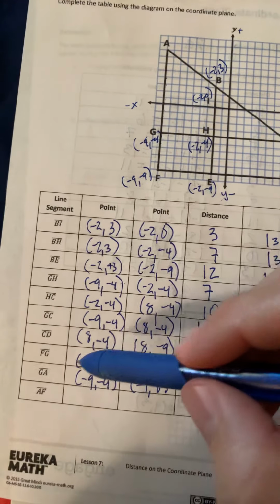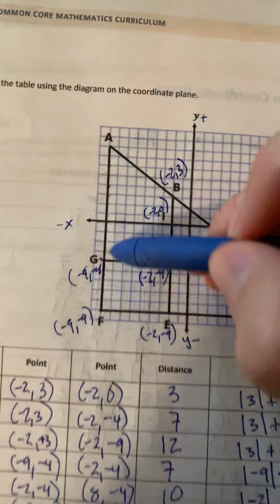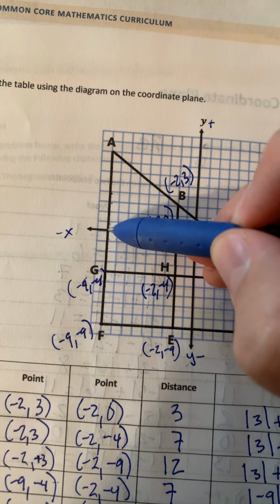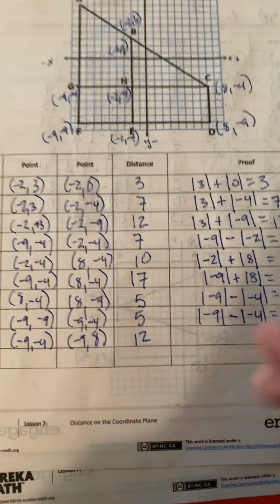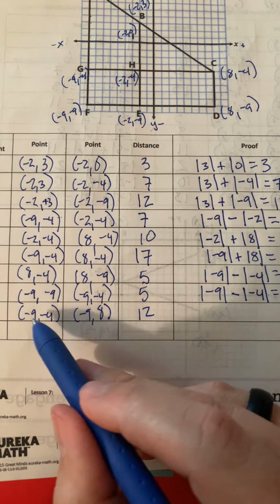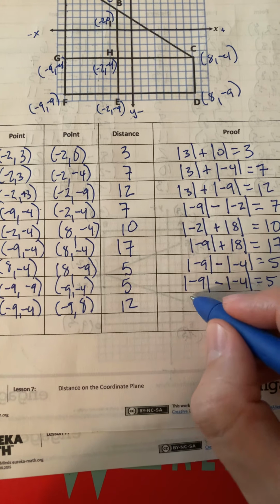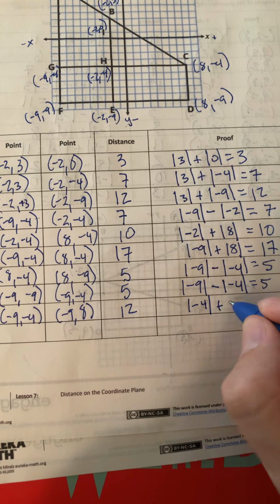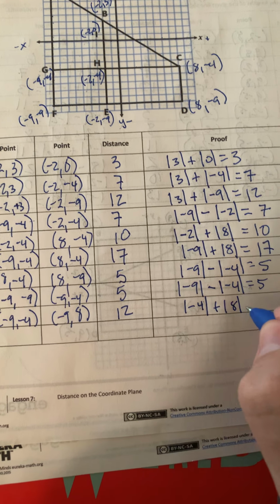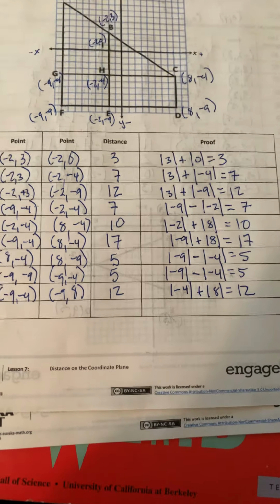And let's count the distance between G and A. 1, 2, 3, 4, 5, 6, 7, 8, 9, 10, 11, 12. So the distance is 12. We notice that the -9s don't change here, but the y's do change. So I can do the absolute value of -4 plus the absolute value of 8, which is 4 plus 8 equals 12, right?